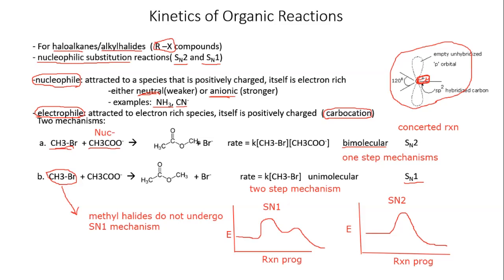So an SN1 reaction has two activation energies: activation energy 1, activation energy 2. The first activation energy is the rate determining step. It's the one with the highest. So always in SN1 reactions, the first step is the rate determining step, which is the slowest step, so it's going to have the highest energy. And then the intermediate is formed here, and it reacts with the nucleophile to form the products.